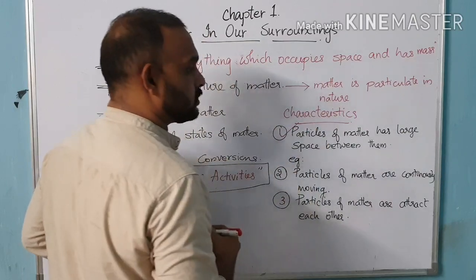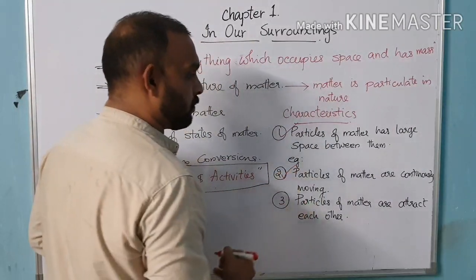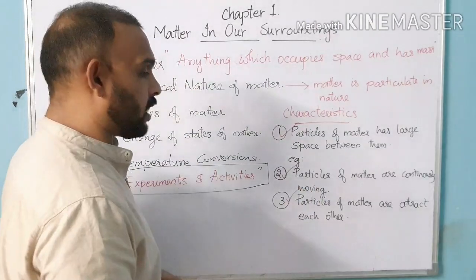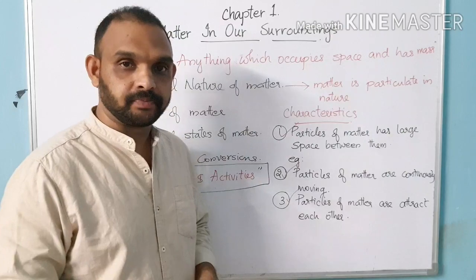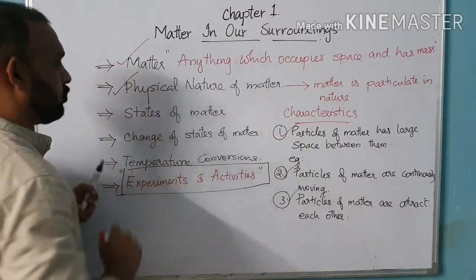First one, particles of matter have large space between them. Second, particles of matter are continuously moving. And third, particles of matter attract each other. Okay. Now our next topic. So the second topic is over.